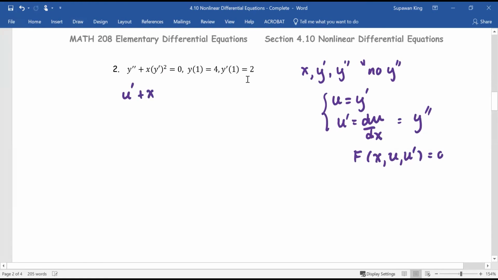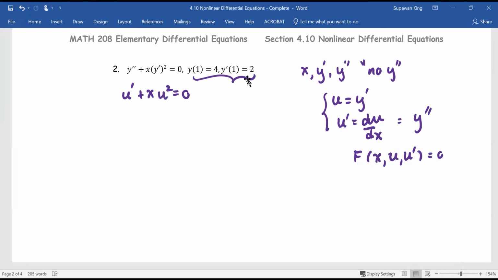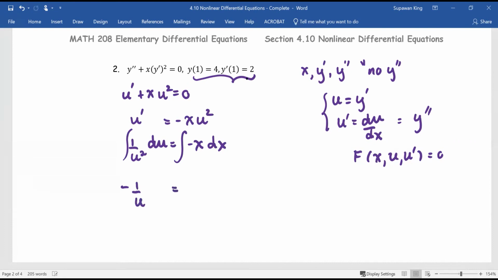And x multiplied by y prime, which is u squared, equals 0, with the initial conditions y at 1 equals 4, y prime at 1 equals 2. And this case separates completely, so we have u prime equals negative x u squared, or 1 over u squared du equals negative x dx. Antiderivative of both sides gives negative 1 over u on the left equals negative x squared over 2 on the right plus the first constant of integration.